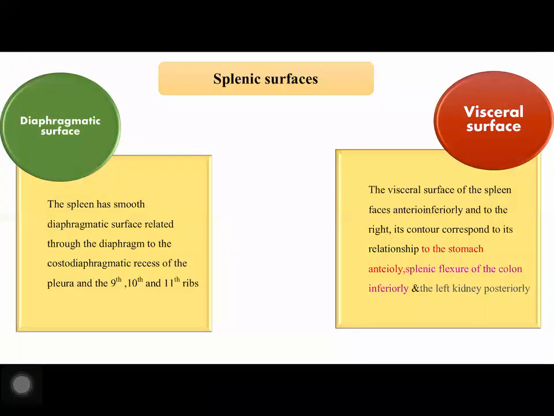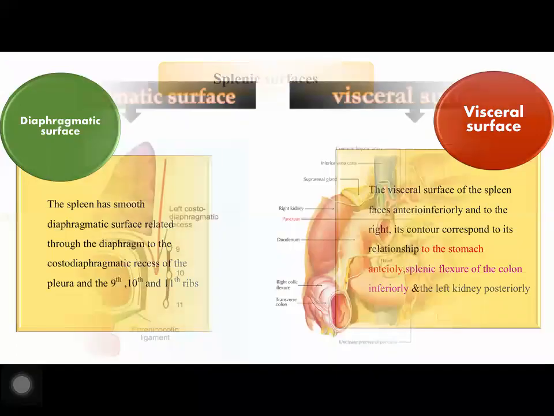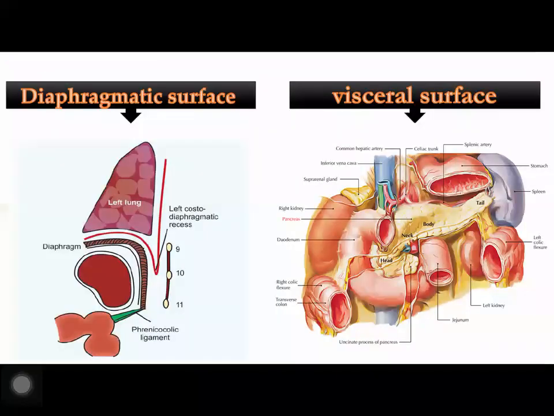According to the splenic surfaces, the diaphragmatic surface is located posteriorly and is attached to the left costodiaphragmatic recess through the diaphragm. Also adjacent to the 9th, 10th, 11th ribs.